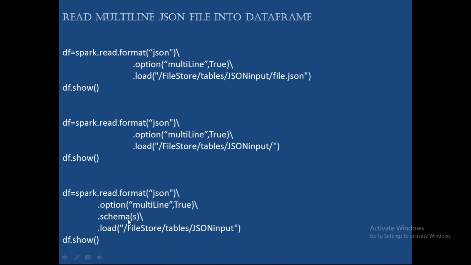Next, here I'm just providing the schema for my multi-line JSON file. For that multi-line JSON file, I'm providing the schema. Okay, so this is how you need to read the multi-line JSON file.